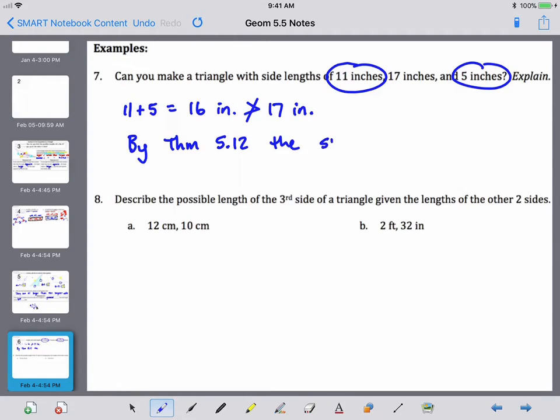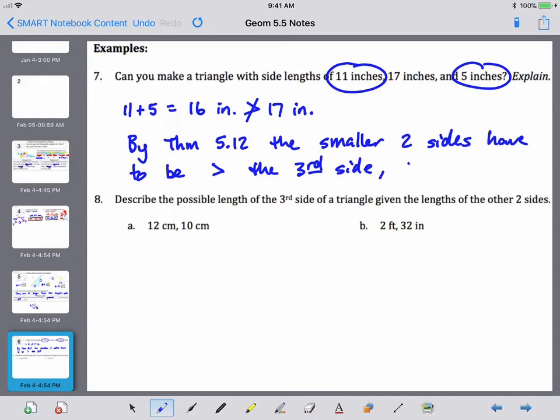the smaller two sides have to be greater than the third side. And in this case, it's not, so no, it's not possible.